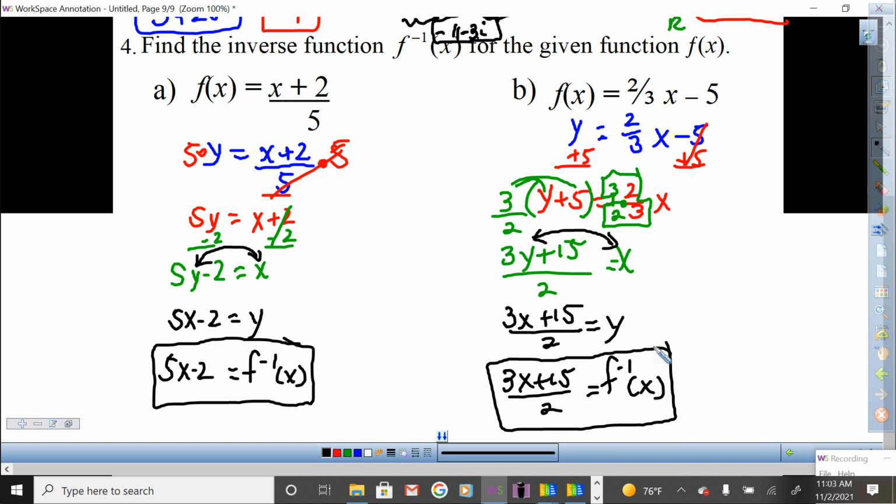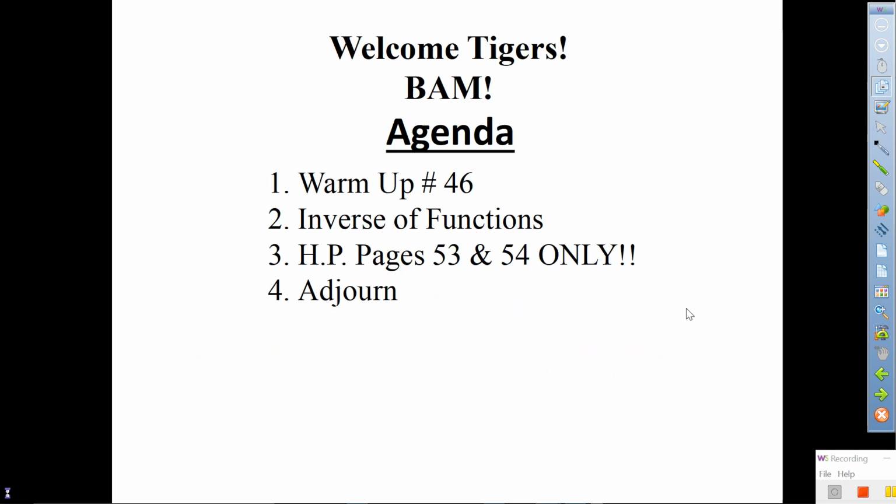Alright, so for a first day of our week, is that okay? You guys good? Alright, agenda for today. Warm-up number 46. Today we're moving on to inverse functions. You're like, oh snap, Mr. Q. Oh snap is right. Today's going to be a day packed with a bunch of stuff. And your homework is pages 53 and 54 only. And reminder, tutoring after school, be there or be elsewhere. And by the way, tutoring is free. Thank you, Mr. Q. You're welcome.